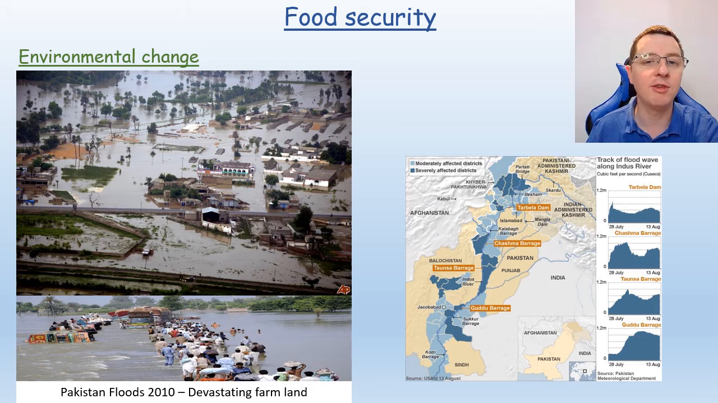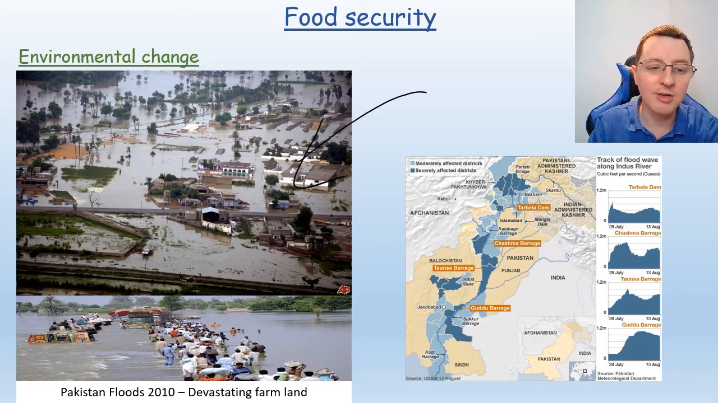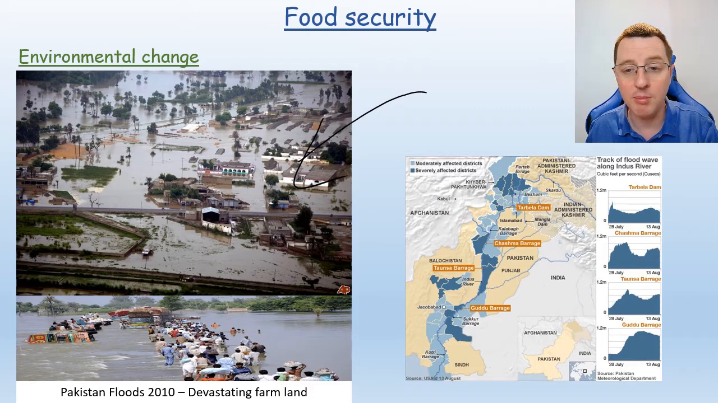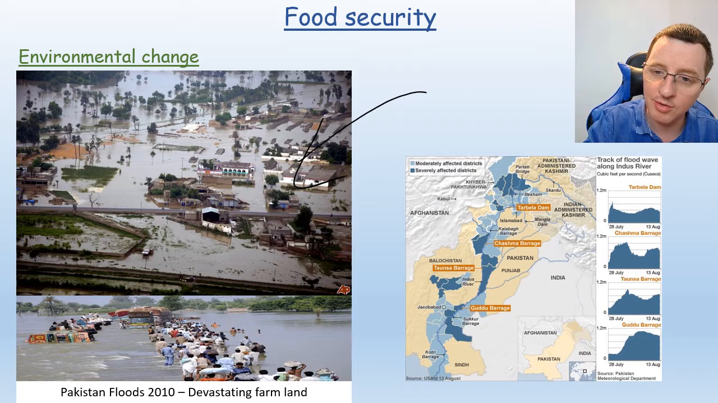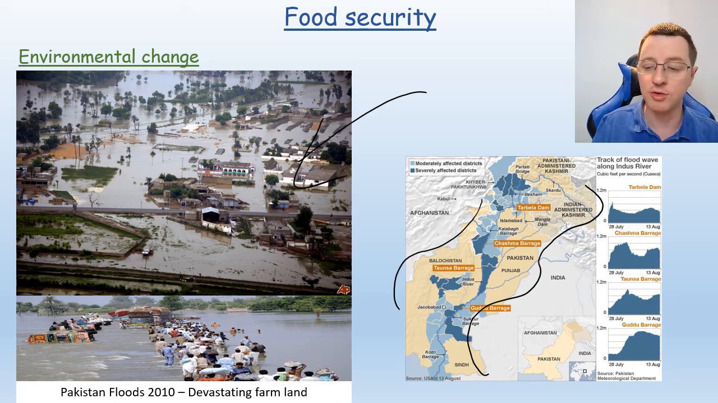Another issue that's affecting food security is environmental change. For example, here you can see the floods along the Indus River in Pakistan in 2010, absolutely devastating farmland, causing a large number of people to leave their houses and leave the land that they're tending, and the crops that are on that land are being destroyed, and therefore there's less food available to feed that population. Here you can see the area of Pakistan there, and just how much of that country was affected by these floods in 2010.